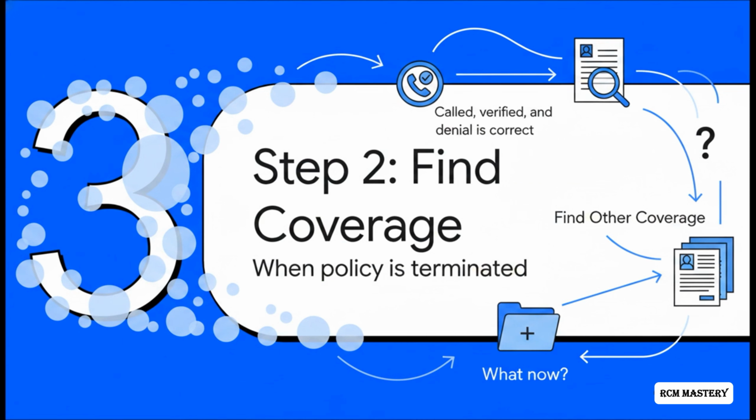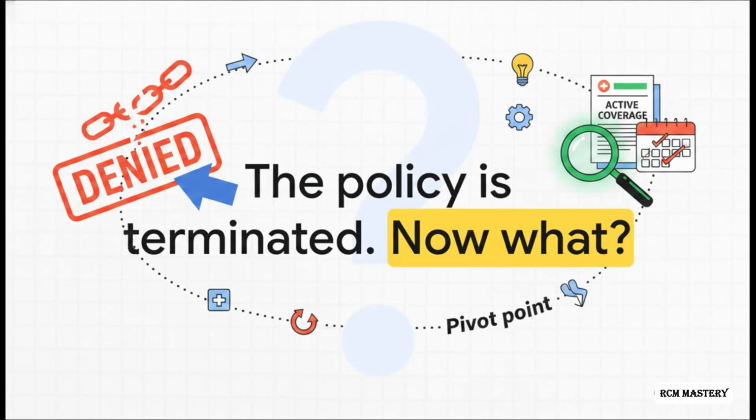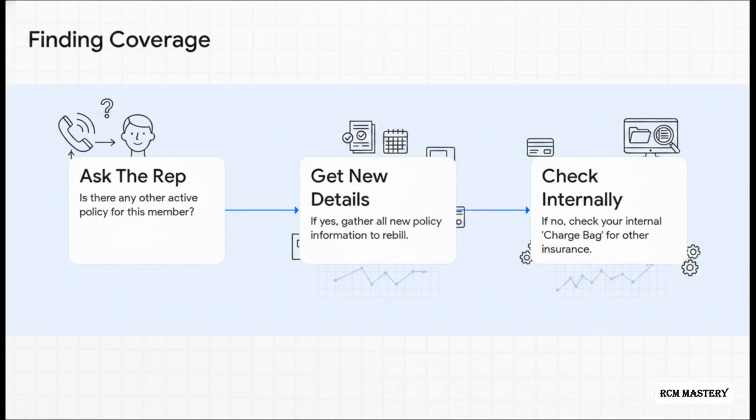Okay, so you've made the call, you've done your verification, and it turns out the denial is correct. The policy was not active. Well, that brings us right to step 2, find other coverage. So what now? Right. This is the pivot point. The information you had turned out to be wrong. So now, your mission completely changes from just verifying a denial to actually finding the correct, active coverage for that date of service. And since you're already on the phone with the insurance rep, just start there.